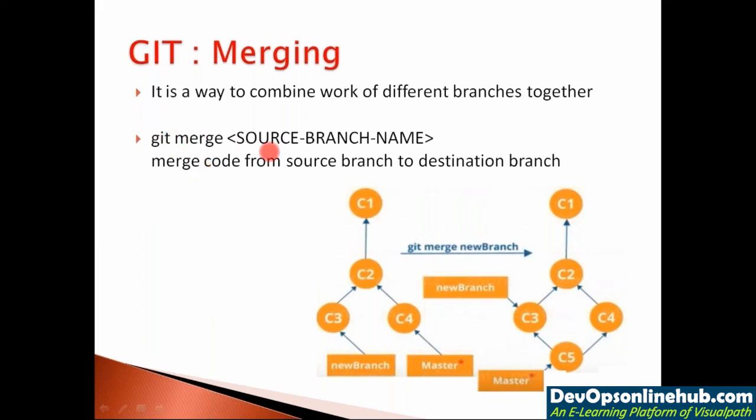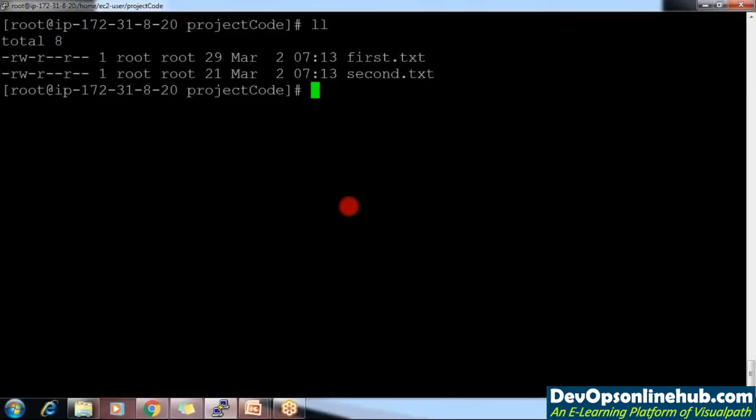So this is the command: git merge and the source branch name. The source branch name in this case is new branch. So git merge new branch. But keep this in mind: we are merging the changes into the master branch, so our cursor or pointer must be on the master branch. So let us check.